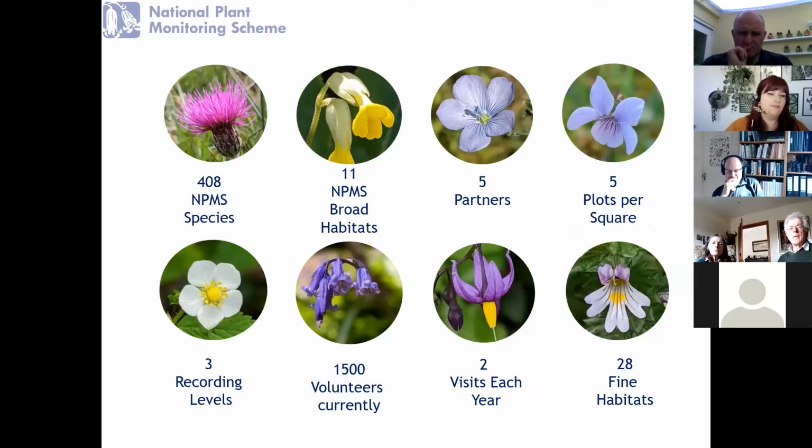So just a few little facts and figures for you. In total, there are 408 MPMS species. There are 11 broad habitats and 28 fine habitats. We've got 5 partners. We recommend 5 plots per square, but it's worth remembering that most people on average do, I think it's 4 plots per square. There are 3 different recording levels, 2 visits per year to your plot, and currently we have just over 1,500 volunteers as part of the national scheme.